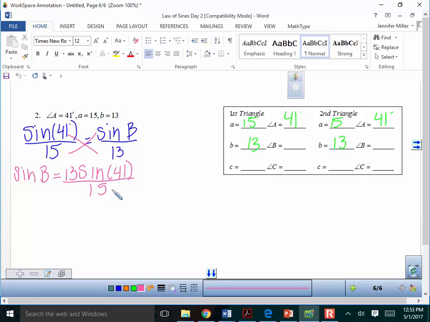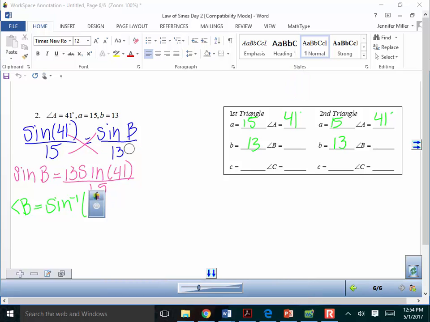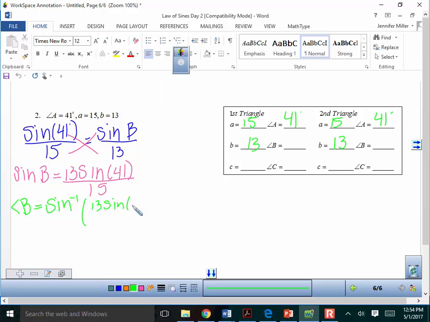Is that what you guys got? You okay with me skipping those steps? Yes, ma'am. Okay. So now to find angle B, it's equal to the sine inverse of 13 times the sine of 41 divided by 15. So what did you guys get here for angle B? 34.7 degrees, okay?